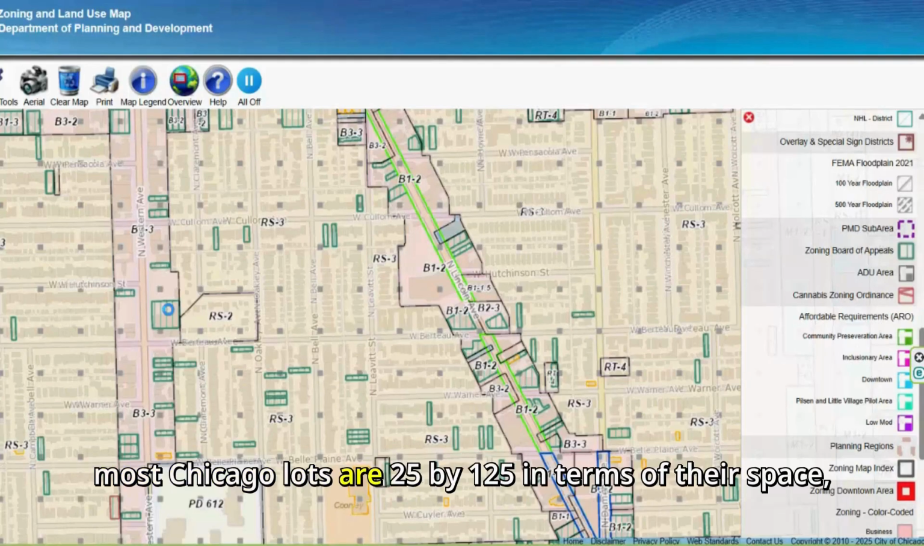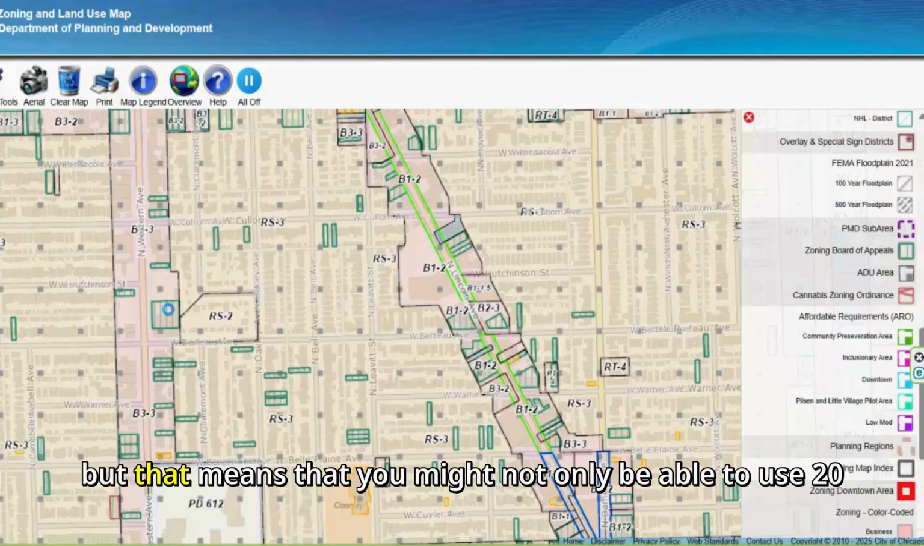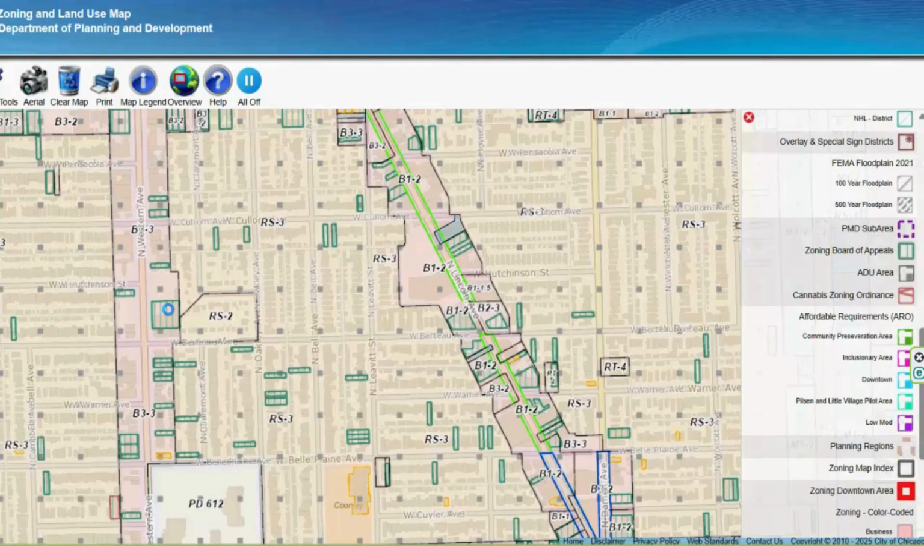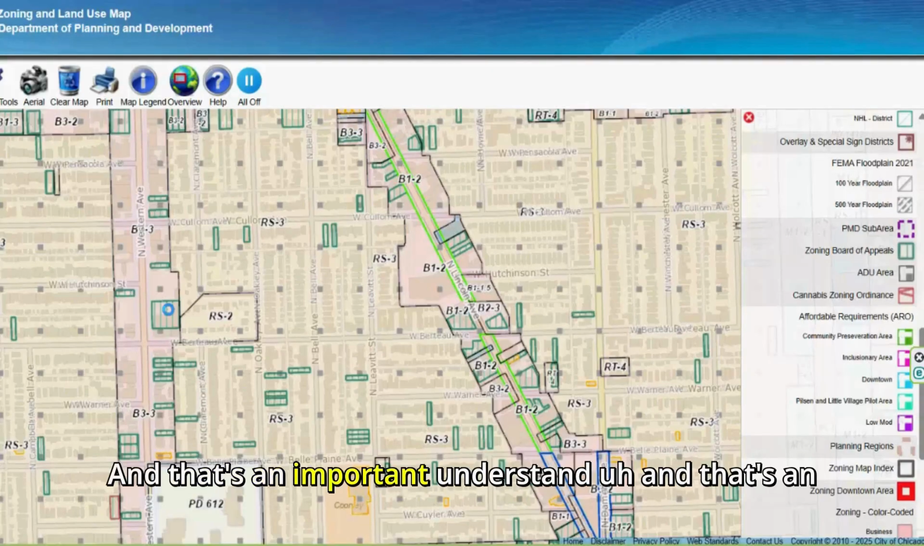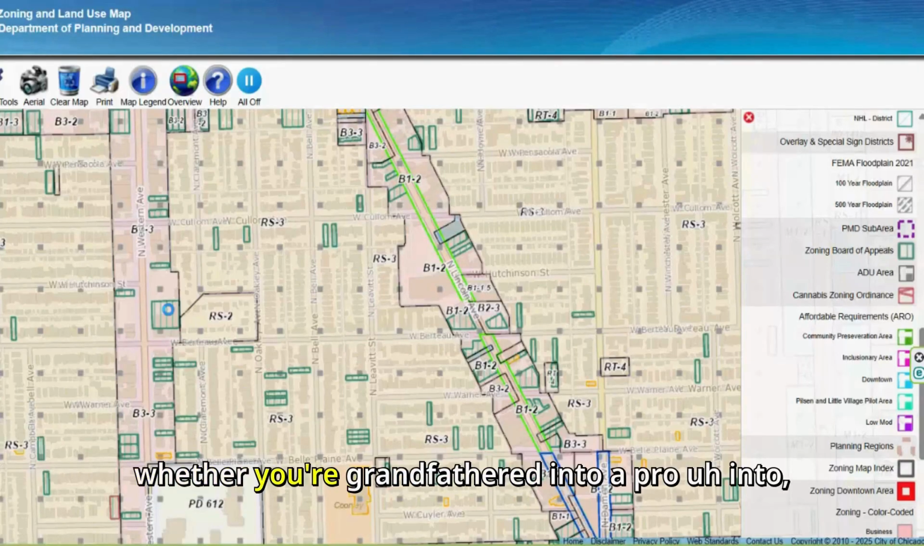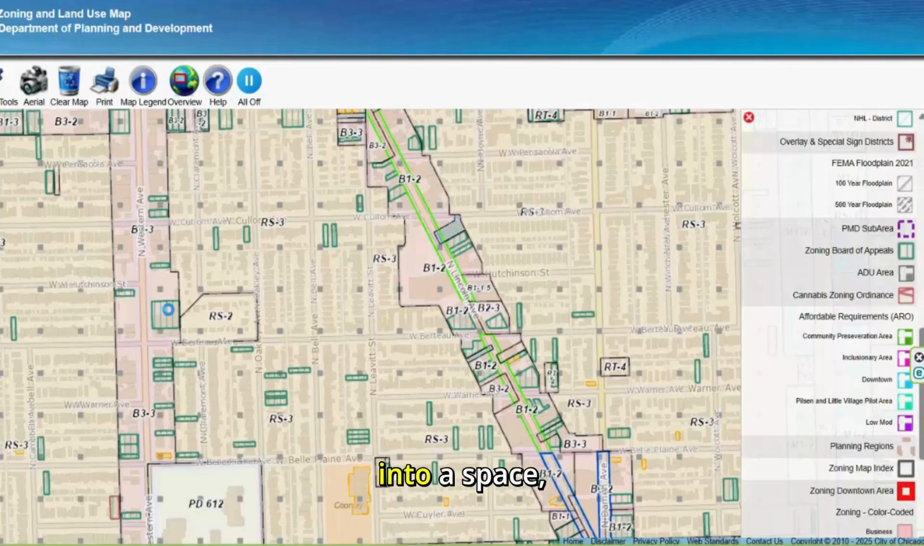Most Chicago lots are 25 by 125 in terms of their space. But that means you might only be able to use 20 feet, which means you might have to have 2.5 feet on each side to give space so you're not touching the building next to you. And that's an important distinction. In addition to that, there's the question of whether you need a variance, or whether you're grandfathered into a space.